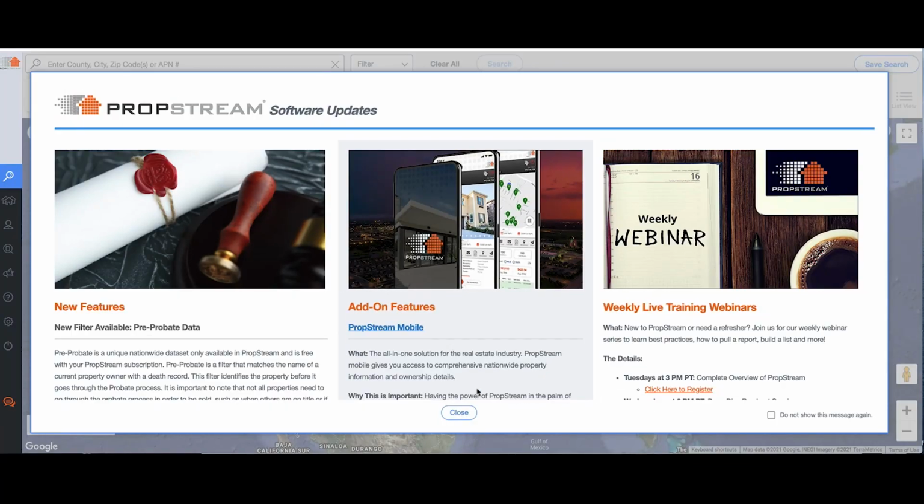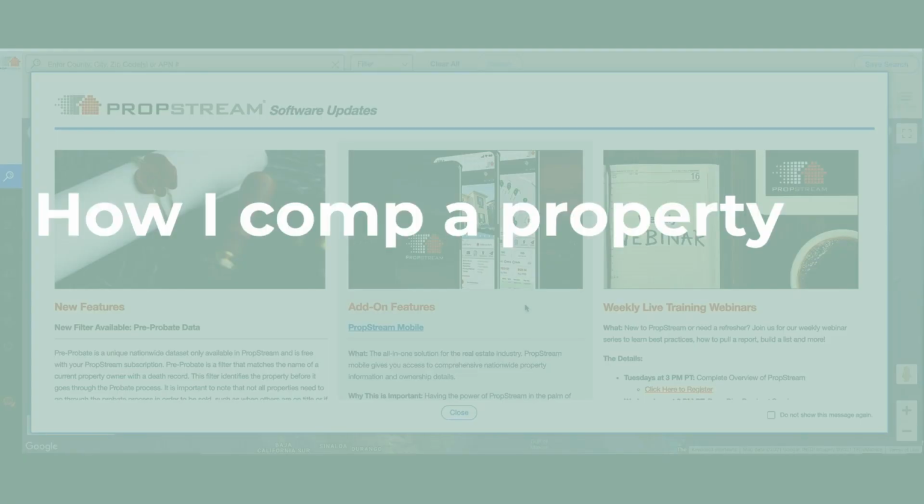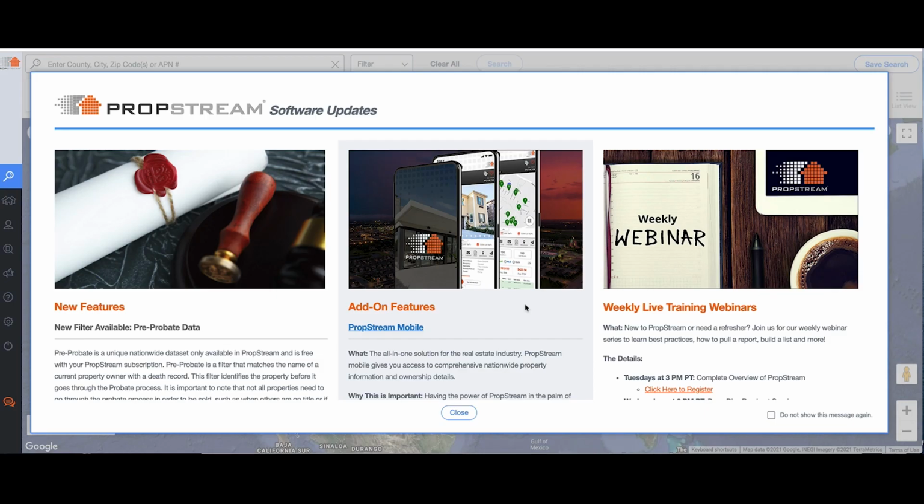Okay, the first thing I'm going to show you is how to comp a property using Propstream. So Propstream is a great tool. It's basically like having the MLS throughout the country. I used to have to beg a realtor to give me an assistant account to their MLS to get MLS access, which was very hard to do. And now with the invention of Propstream, I don't have to do that. So let me show you how to comp a house using Propstream.